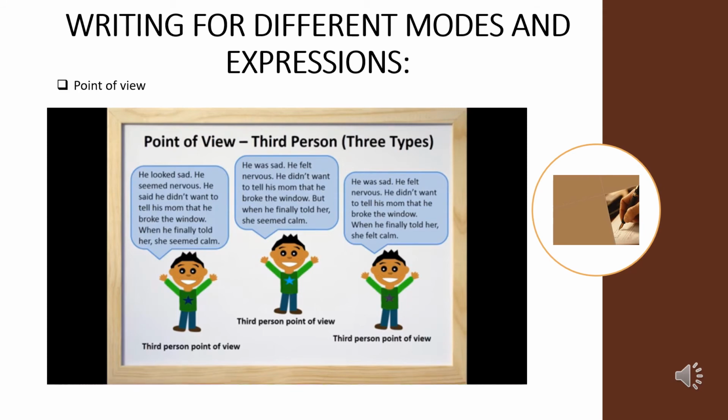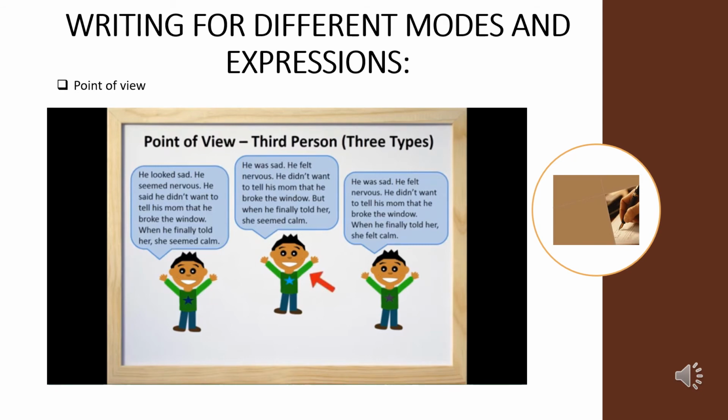Let's read their words and see if you can tell how their words are different. Each narrator is telling a story. The story is about a boy and something the boy did. So the first narrator says, "He looked sad. He seemed nervous. He said he didn't want to tell his mom that he broke the window. When he finally told her, she seemed calm."